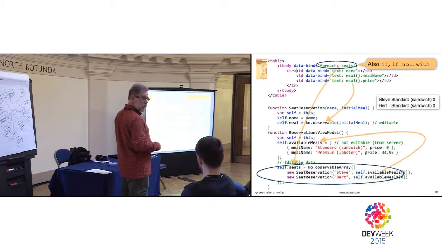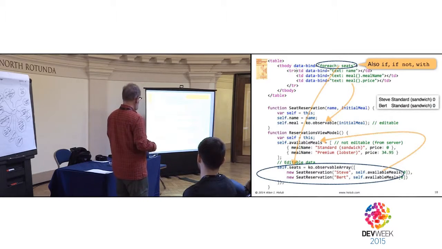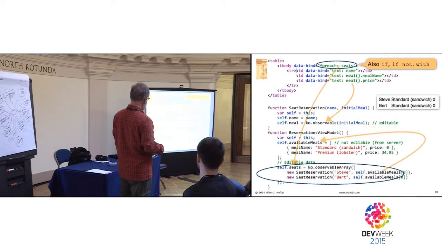Right, is this making sense so far? So the seats array is going to be an array of seat reservation objects, each of which has a name and a meal. And then the meal is defined right here. The set of available meals is defined here. So the seat reservation has a name and a meal. The meal is a local thing. And Knockout, though, is dealing with an array of seat reservations.